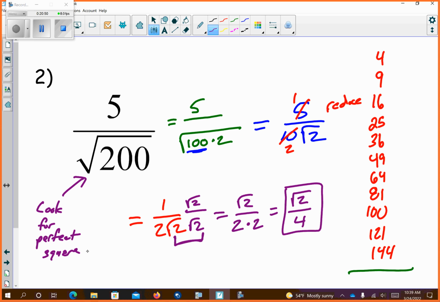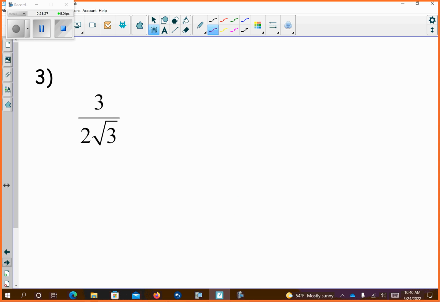Just because what I could have done, and you might not know this, but root 400 is a perfect square. So I could have multiplied top and bottom by root 2 to get root 400. Root 400 is 20, and then reduce that way. But I take it back. Root 400 is not a perfect square. 20 times 20. That might have worked. I don't know. No, it wouldn't work. Never mind. I'm being crazy. All right.